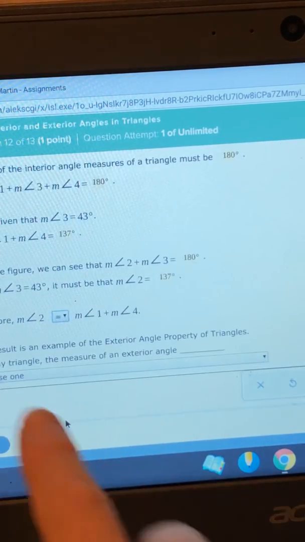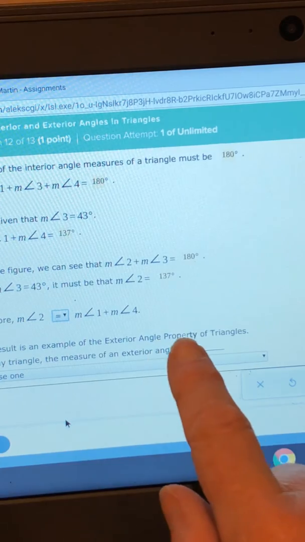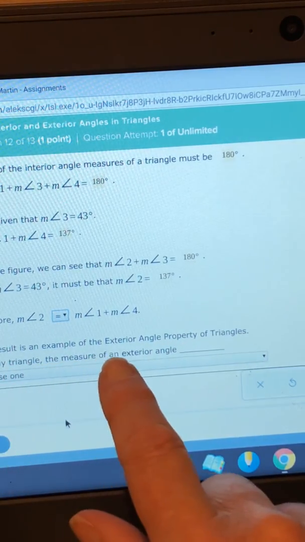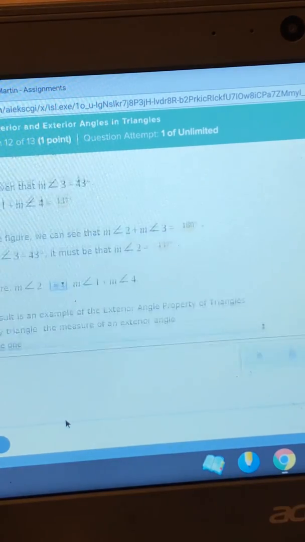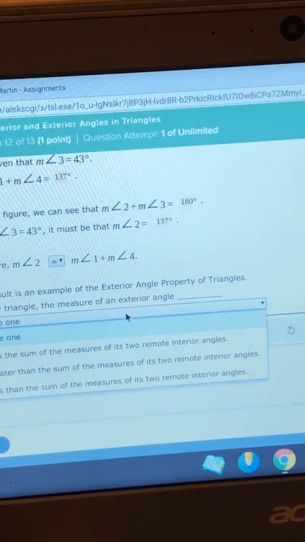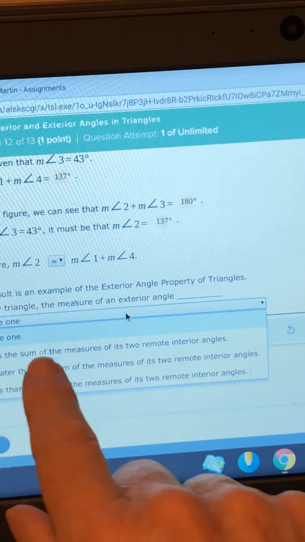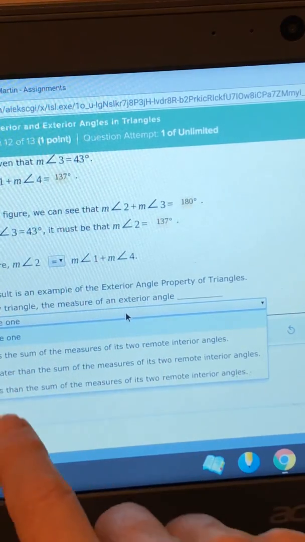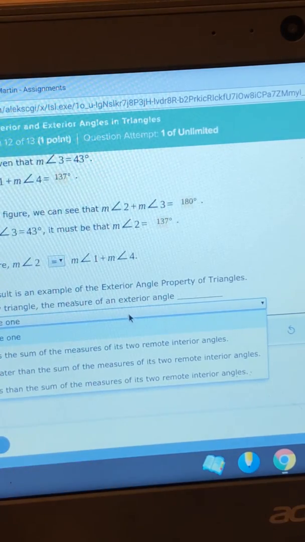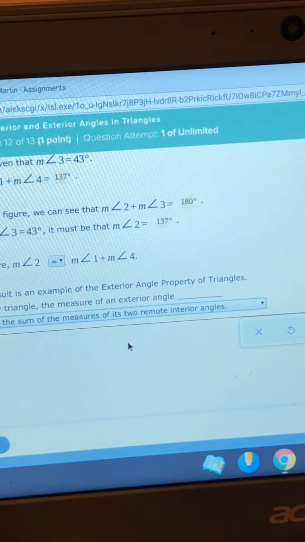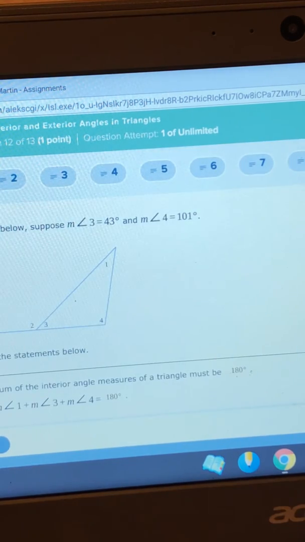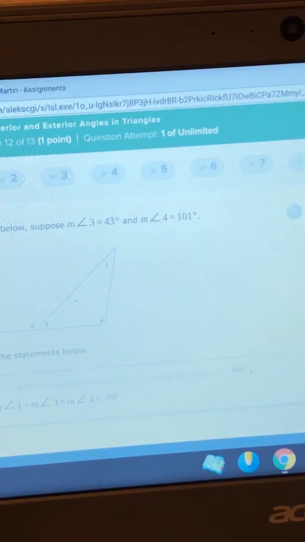And now, the result is an example of the exterior angle property of triangles, which states for any triangle, the measure of an exterior angle equals the sum of the measures of its two remote interior angles. It's not greater than, and it's not less than. It's equal to the sum of the two remote interior angles, okay? So that's that question. We have one more to do, and it's going to be just like the one we did just now.